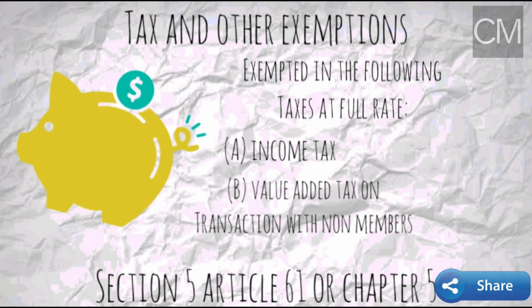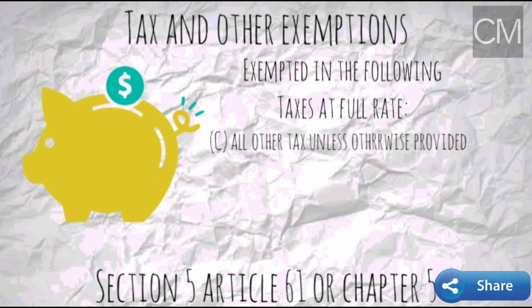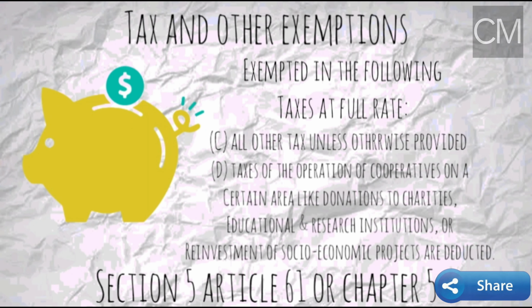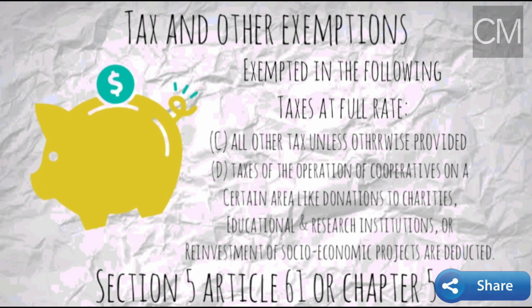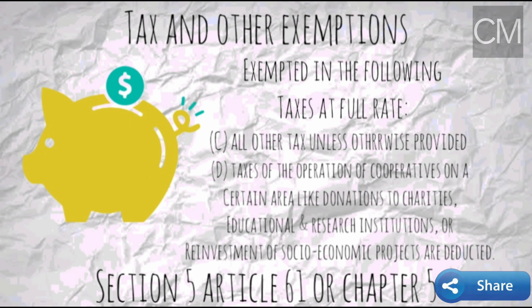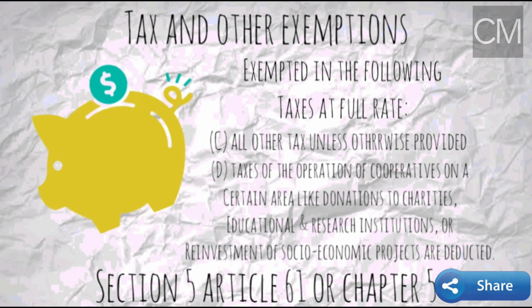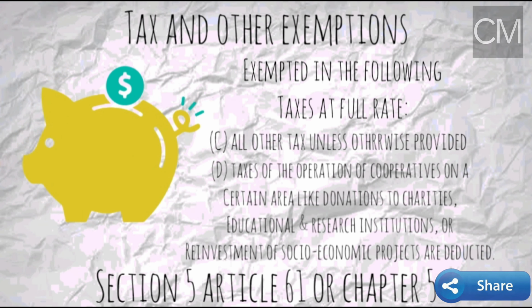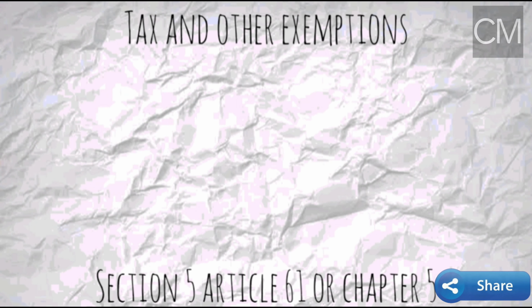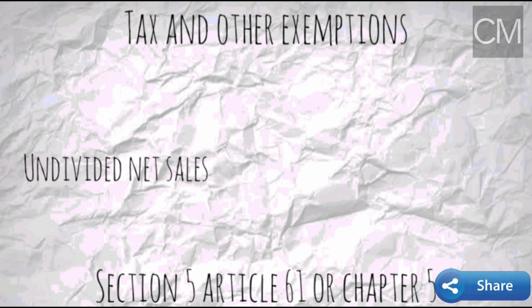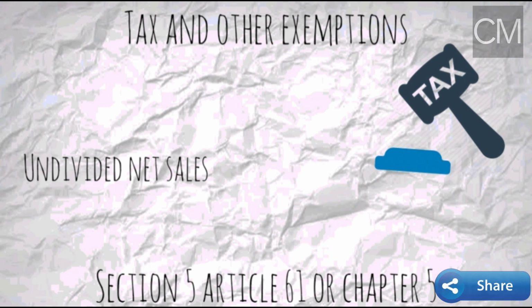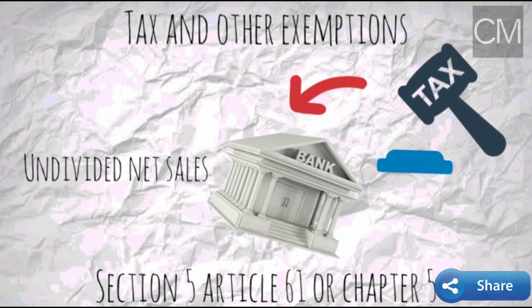with non-members, all other taxes unless otherwise provided, and the tax on the operation of the cooperative in a certain area, like donations to charities, educational and research institutions, or reinvestment in socio-economic projects, are deducted. If the cooperatives have an undivided net surplus without any accumulated amount, they should be exempted from payment of local taxes and taxes on transactions with banks and insurance companies.